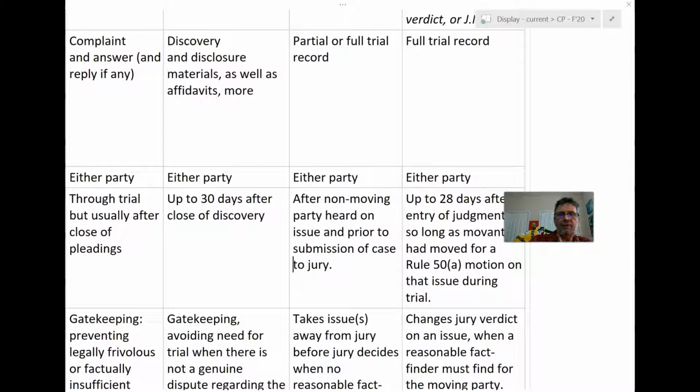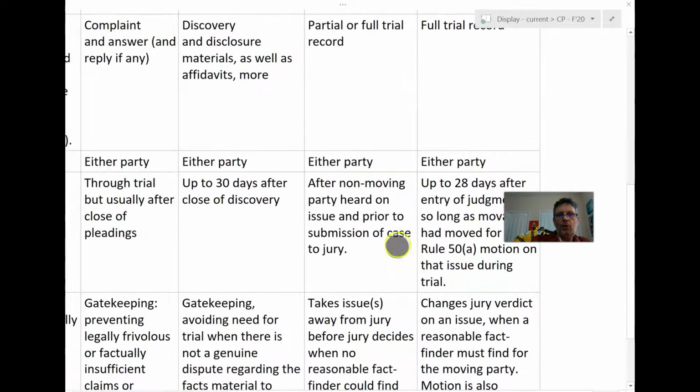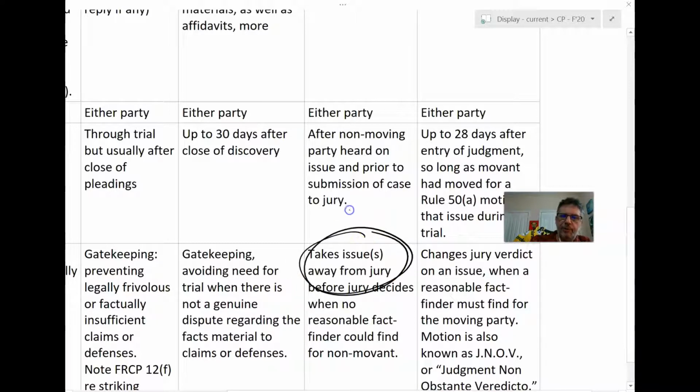Sits down. Now the defendant stands up and says, Your Honor, I move for a directed verdict. I move for a motion for judgment as a matter of law because no reasonable fact finder, no reasonable jury could find for the plaintiff because the plaintiff has not put forth any evidence whatsoever of breach. No evidence that I was driving, no evidence that I was driving drunk or negligently in any way whatsoever, right? Well, that's a directed verdict. And if the court grants it, that takes the issue away from the jury because no reasonable fact finder could find for the plaintiff here. That prevents the jury from deciding.